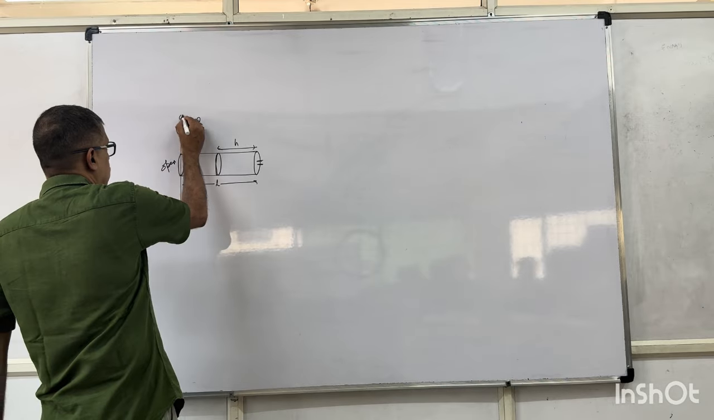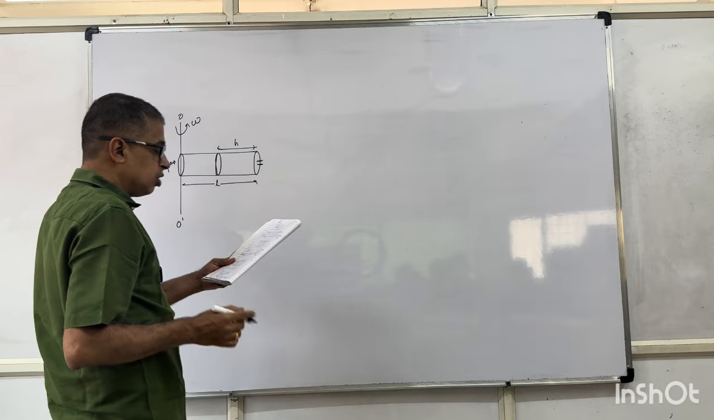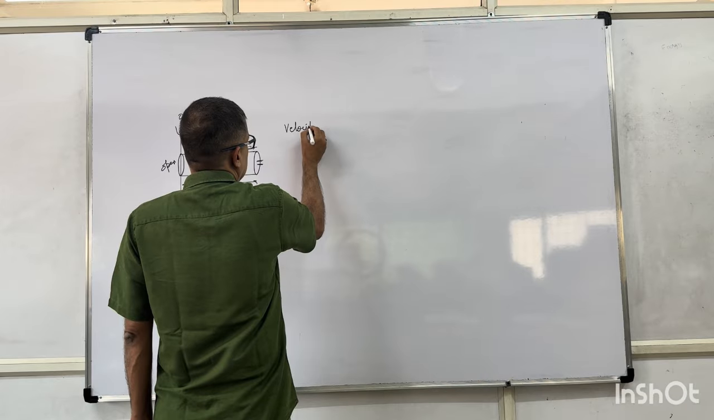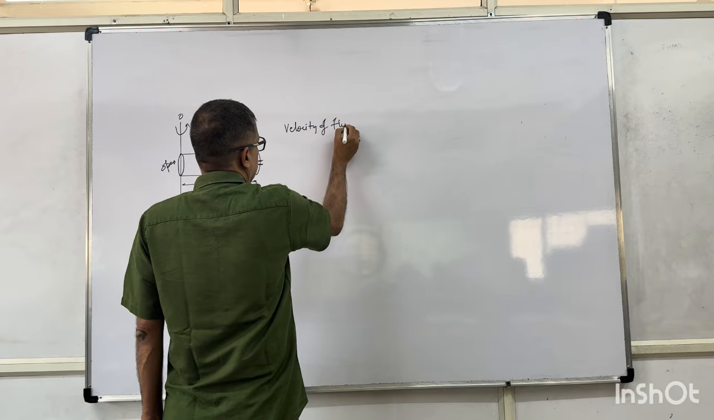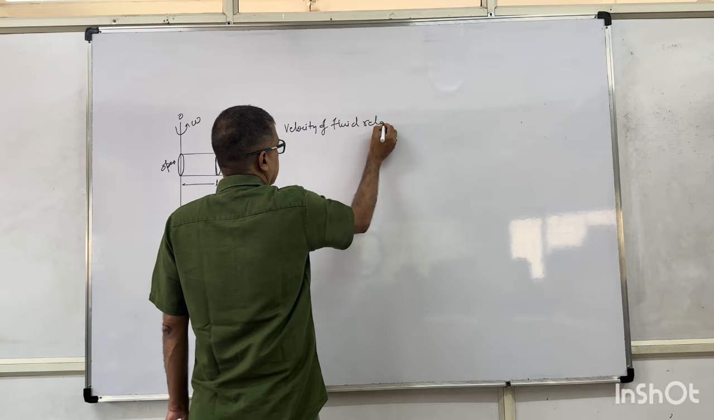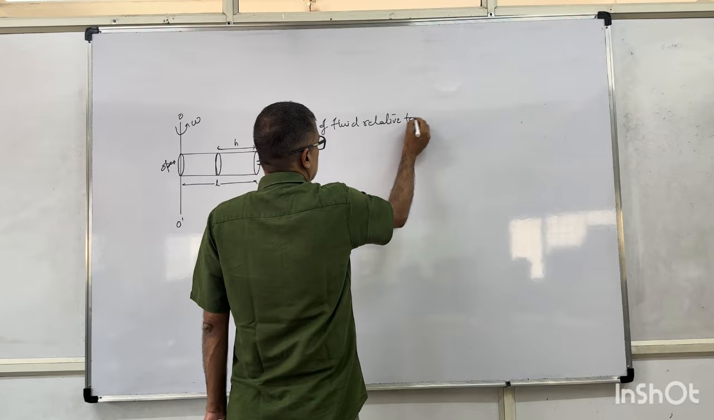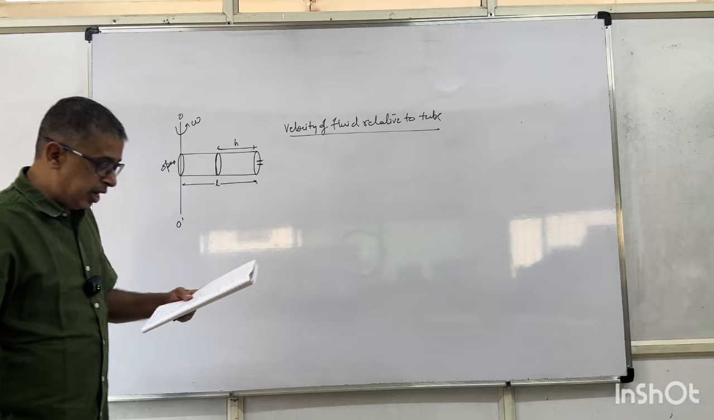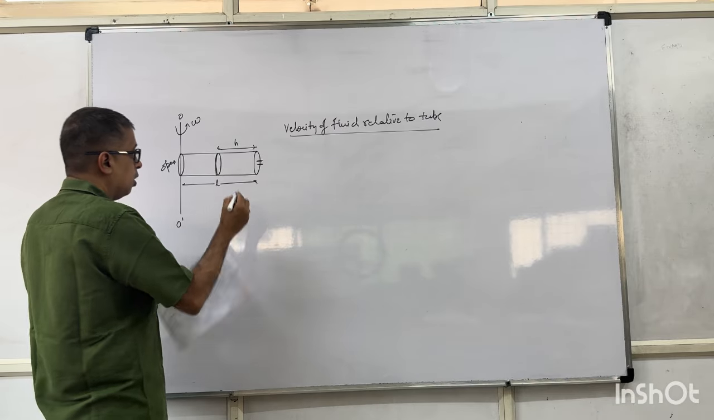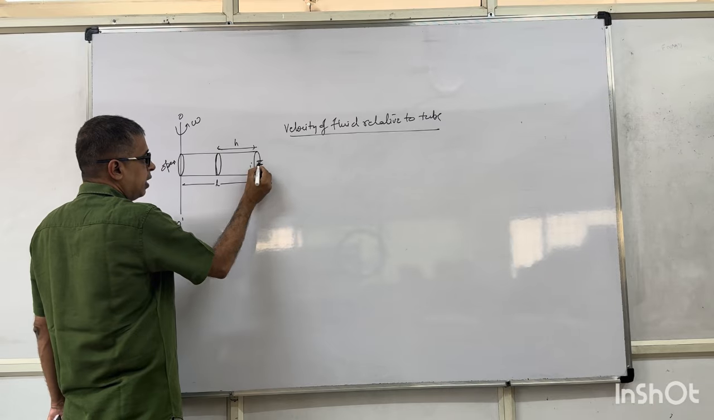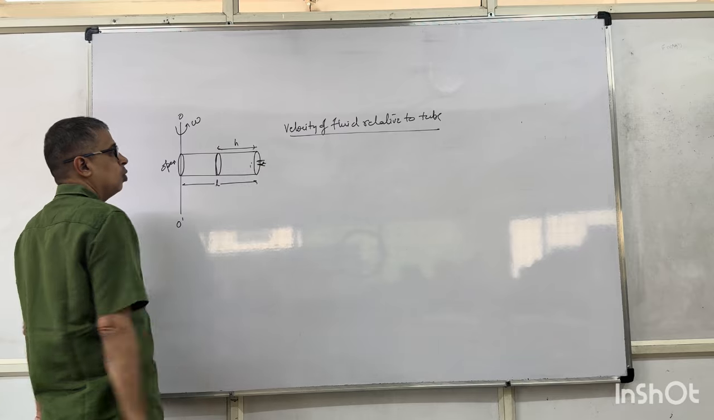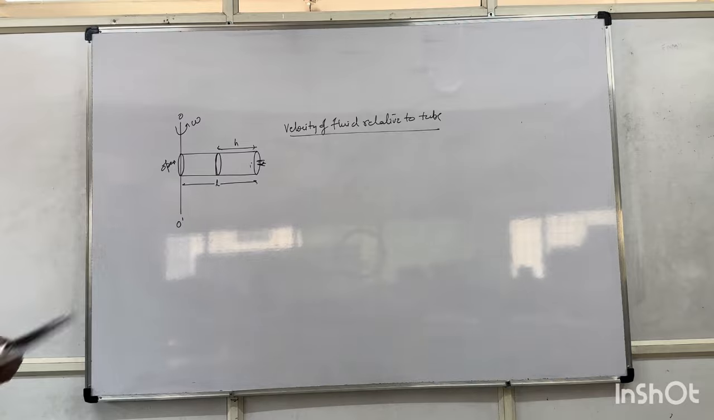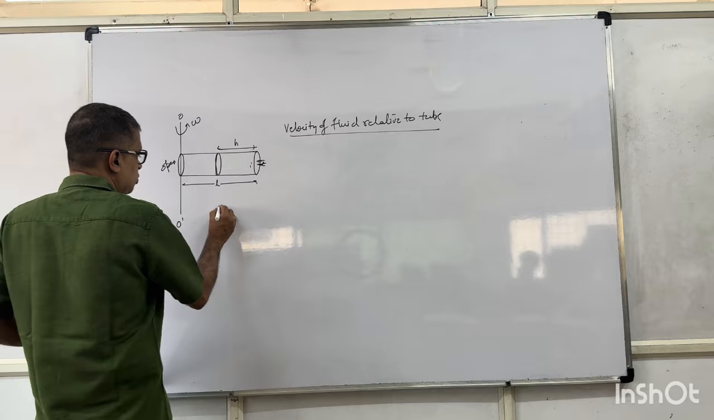Irodov is asking about the axis O dash: velocity of the fluid relative to the tube. Velocity of the fluid relative to the tube. Now select one point here and another point here too. Select point 1 here and point 2 here. Now you basically apply Bernoulli's equation.